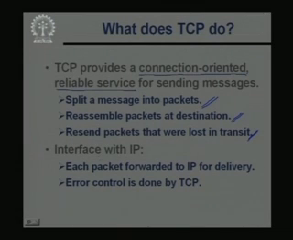So, the way it interfaces is that the packets which TCP generates will be forwarded to IP individually for delivery, but IP does not do any error checking or error control. So, all error control is the responsibility of TCP. Okay. So, this in a nutshell is what the TCP layer is supposed to do.